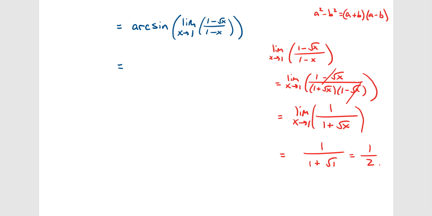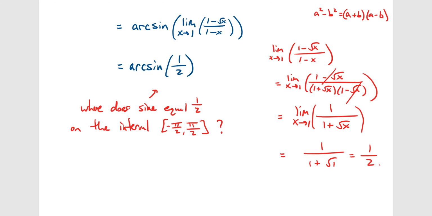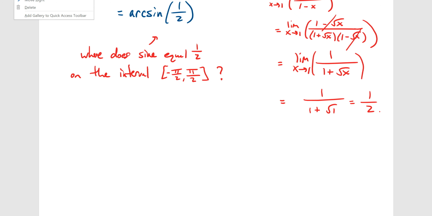So now this is just arc sine of 1 half. And this is where you have to remember a little bit about the sine inverse function. Arc sine of 1 half technically means where does sine equal 1 half on the restricted domain, negative pi over 2 to pi over 2, and the answer to that ends up being pi over 6. So I might have to go back and review a little bit with the inverse trig functions, but arc sine of 1 half equals pi over 6.